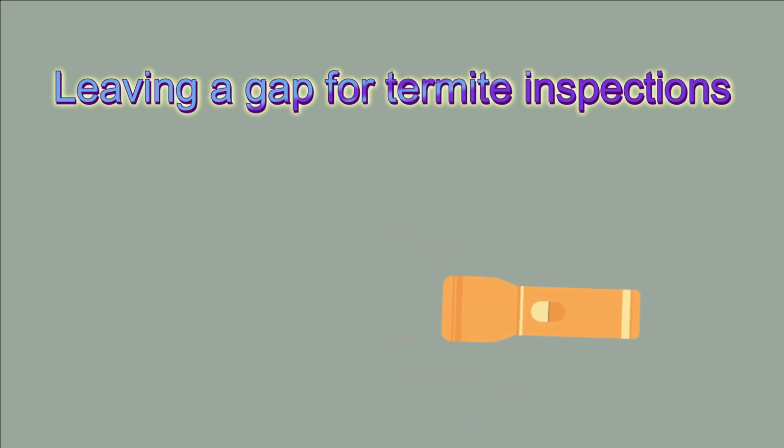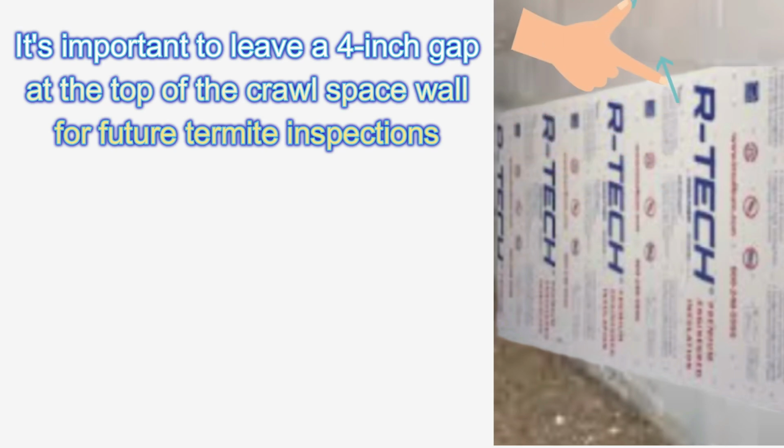Leaving a gap for termite inspections. It's important to leave a 4-inch gap at the top of the crawl space wall for future termite inspections.